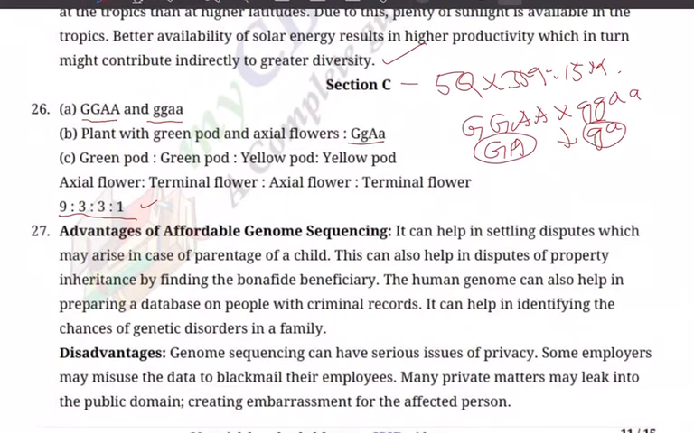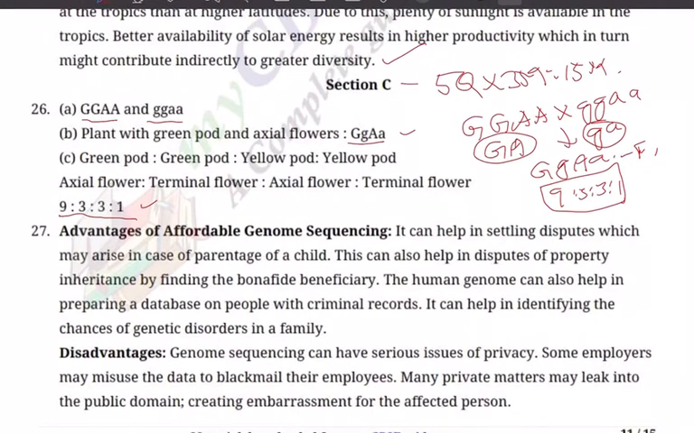So draw the F1, write the gametes. The gametes from this parent are capital G, capital A, and from the other parent small g, small a. These gametes fuse and the zygote formed will be capital G, small g, capital A, small a. This is F1, right? That's what we have said here. And then selfing will be done, and then you can put that checkerboard. 9:3:3:1, right?